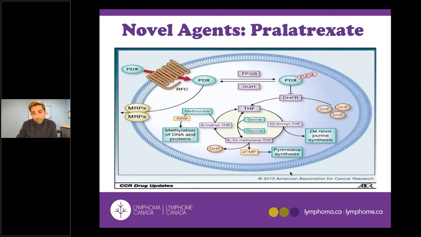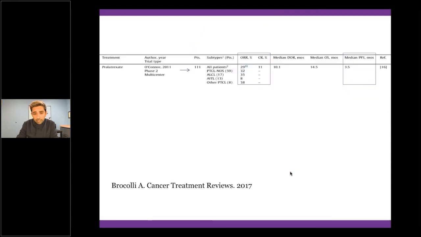So I will briefly talk about some agents that we frequently consider for patients with relapsed refractory T cell lymphoma. So there is an agent called pralatrexate. What it does, it inhibits this enzyme called dihydrofolate reductase, and in doing so, it interferes with the DNA synthesis and helps kill the cancer.